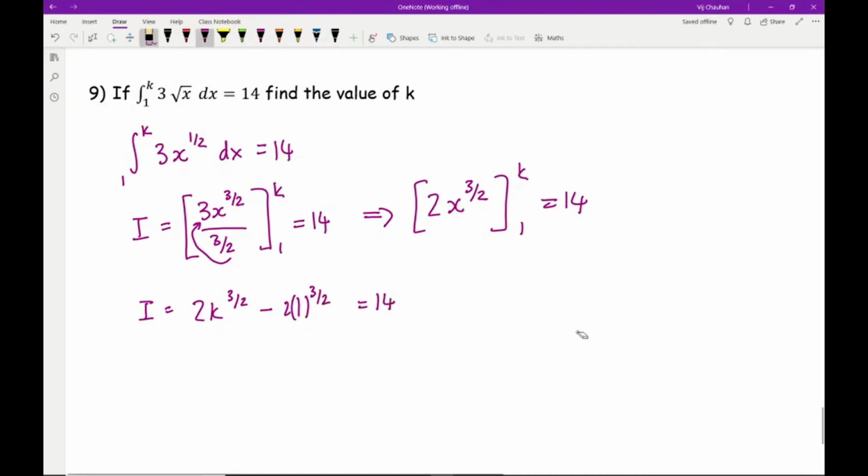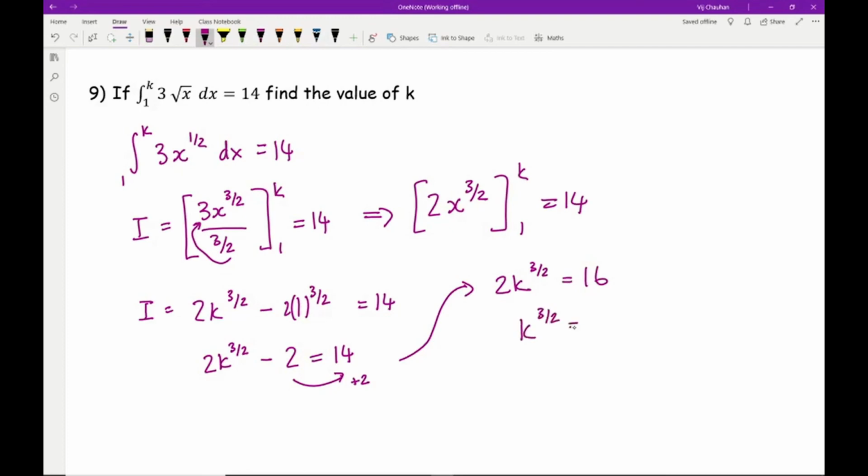And if I now calculate this, I've got 2k to the 3 over 2, which I can't simplify at this stage. 1 to the power of 3 over 2 is just 1, times 2 is just 2, equals 14. I take the 2 over by adding 2, so I've got 2k to the power of 3 over 2 equals 16. Divided by 2 gives me k to the 3 over 2 equals 8. Now k to the 3 over 2 means k cubed square rooted, which gives me 8. Square both sides and I get k cubed equals 64. So from that, k equals 4. And there is our final answer.